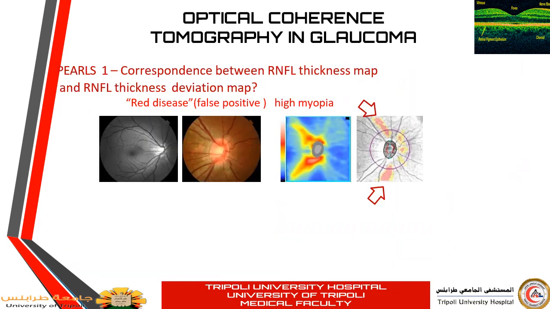Artifacts. Now, one of the important things that I would like to speak about is the correspondence between the retinal nerve fiber thickness map and the retinal nerve fiber thickness deviation map. There should be a correspondence. What I mean by the correspondence is that, as I told you before, the color code in the thickness map, the hot colors indicate normality. However, the hot colors in the deviation maps, that's the red color, indicate abnormality. Here there is thinning in the superonasal and inferonasal.